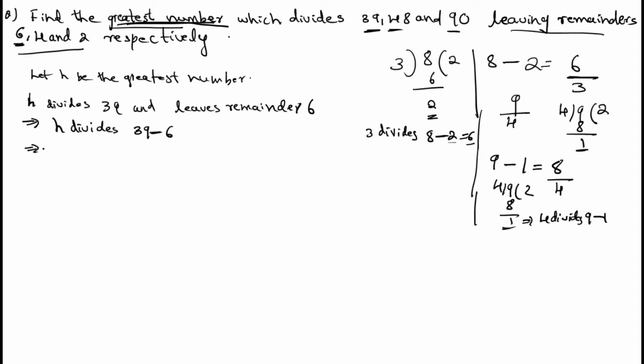This implies h divides, what is 39 minus 6? 39 minus 6 is equal to 33. Okay. Next, take the second case.